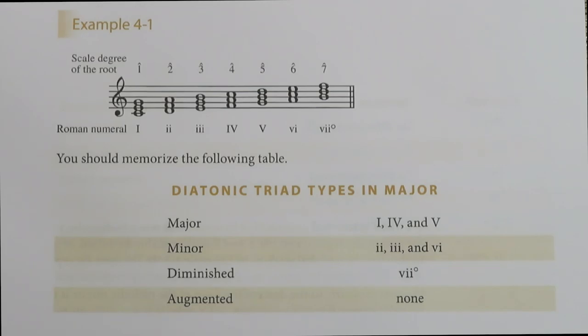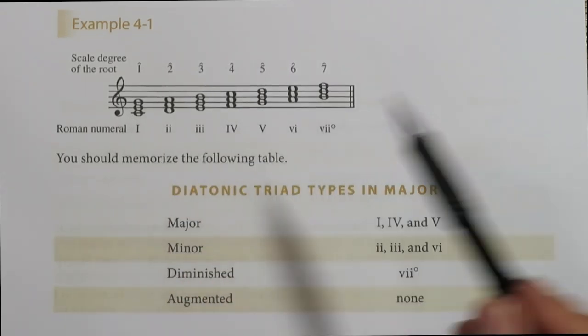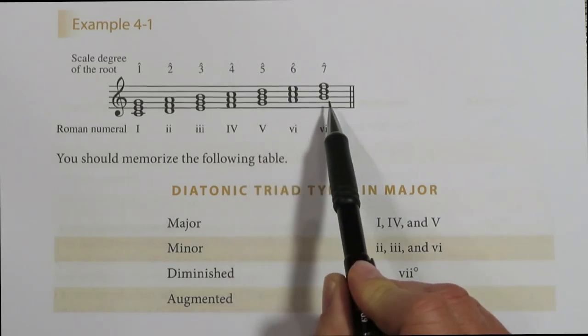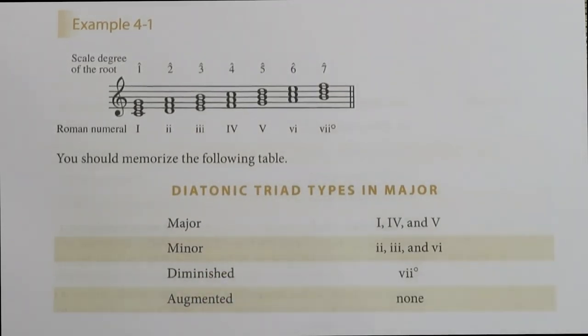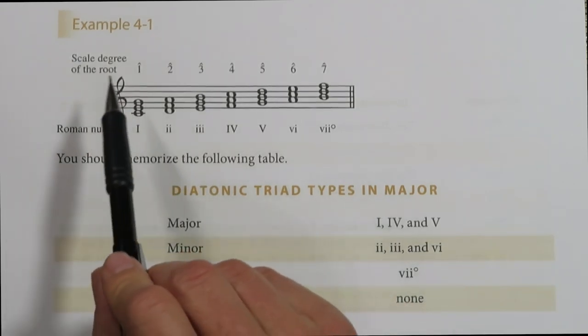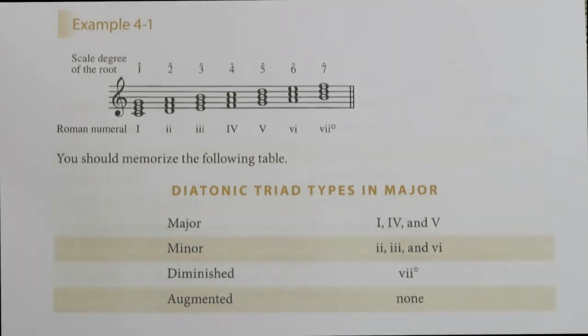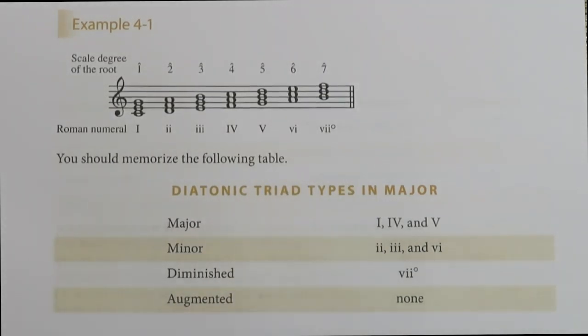Okay, so let's start in major, and here in example 4-1, we have the harmonized C major scale. It's just a C major scale with triads stacked in thirds. And up top we have the scale degrees, and at the bottom we have the Roman numerals.